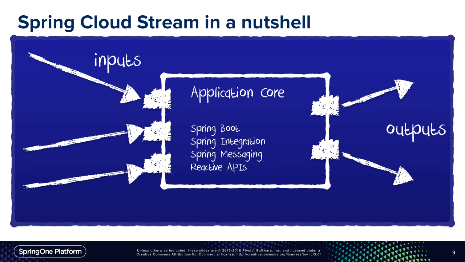In a nutshell, this is the basic model. It's very simple. Every application is an encapsulated black box with a number of inputs and a number of outputs. And this is how it interacts with other applications in the system. Inside of it, there is a middleware agnostic application core. As I said, it uses Spring Boot and Spring Integration as a programming model, and we recently added some support for reactive APIs. Let me talk about that in a moment.